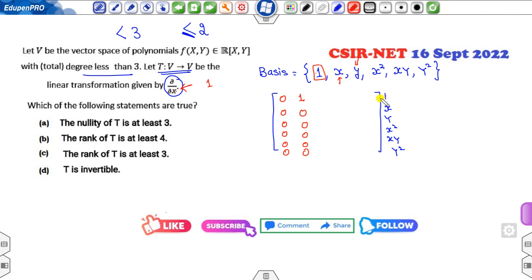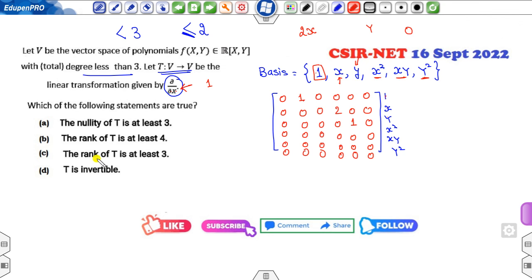For y, what is the partial derivative? It is 0, my constant. For x squared, the partial derivative is 2x, so the coefficient of x is 2, and the rest of the values are 0. For xy, the partial derivative is y, so the coefficient of y is 1, and the rest of the values are 0. For y squared, the partial derivative with respect to x is 0, so all values are 0.